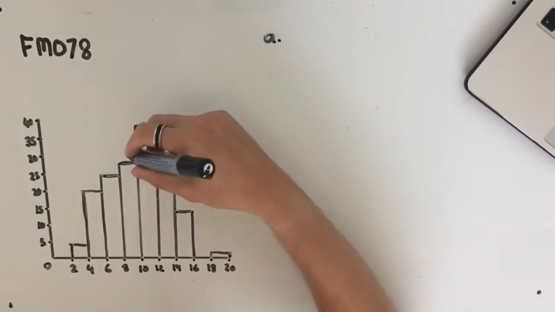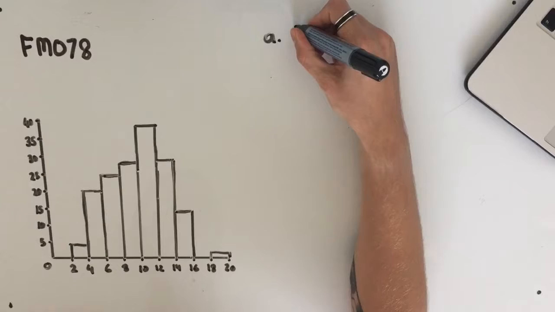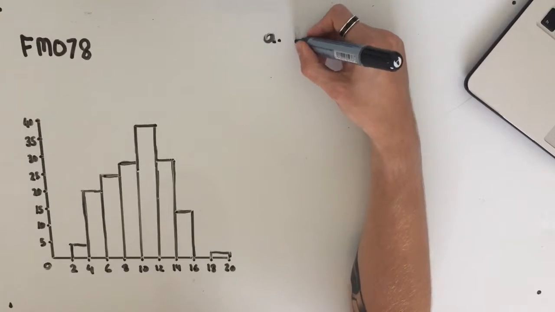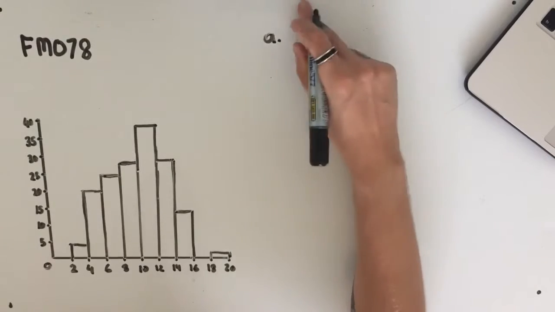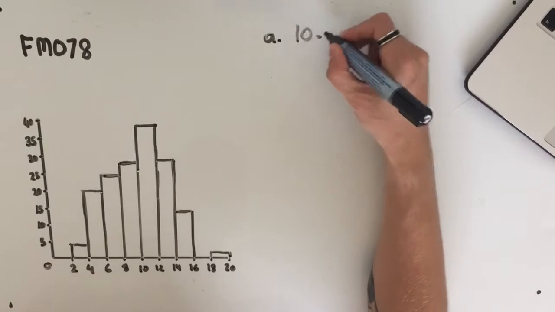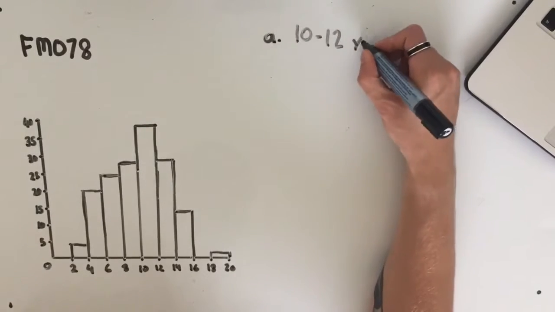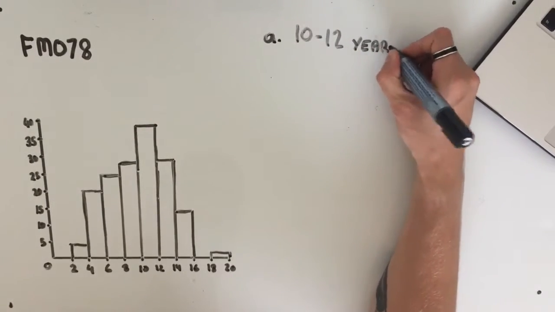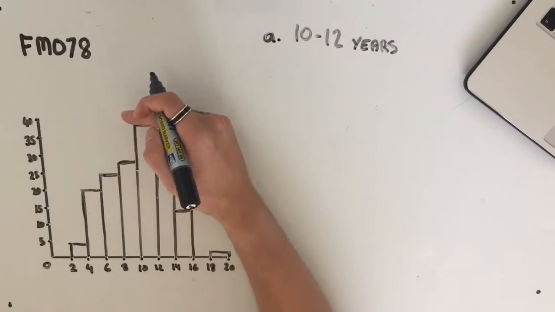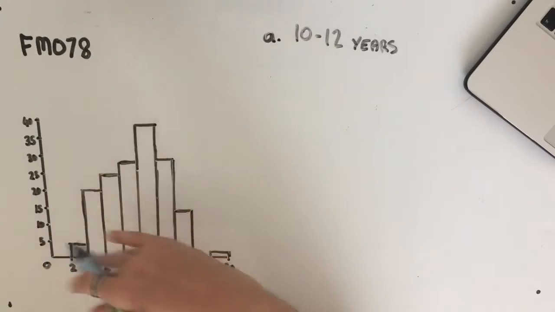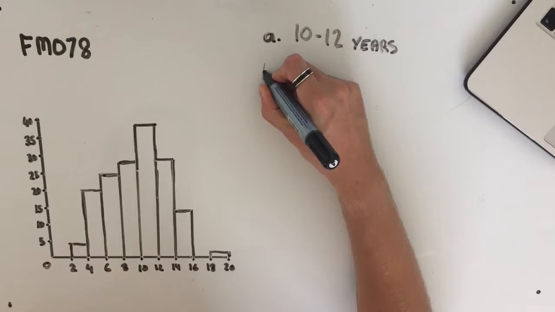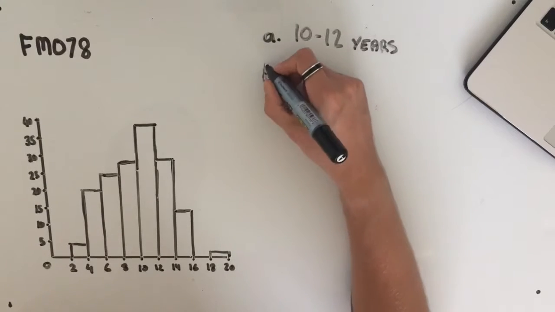So our answer for A would be, oh, my marker's not working too well at the moment. Let me find the right spot. That'll do for now. 10 to 12 years is our modal interval because it is the highest. So we can visually see it's the highest bar that we have in our histogram, so it's got to be the modal interval.